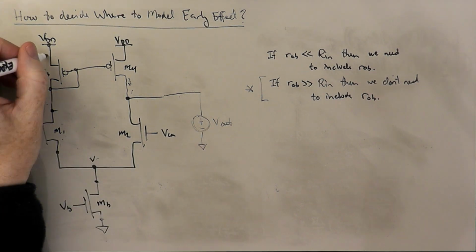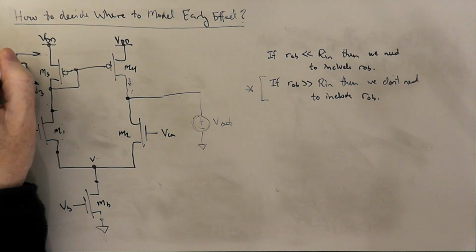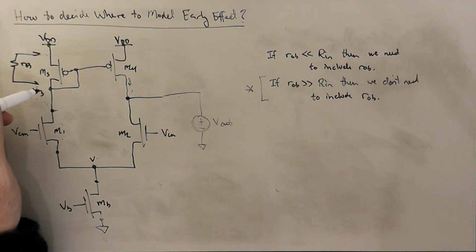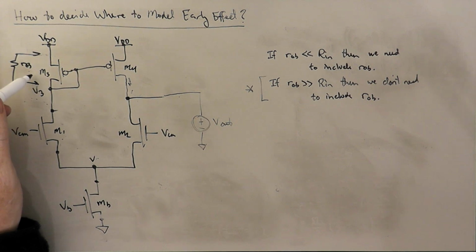If I consider RO3, if I inject on this side, I'm injecting into an ideal voltage source, VDD. Voltage isn't going to move. It's not going to move at all. If I inject here, I'm injecting into a diode-connected transistor. The impedance that I see of this node is basically 1 over GM3. And so because GM3RO3, the intrinsic gain of M3, is much bigger than 1, I don't need to add the RO3 because 1 over GM3 is a much smaller resistance than RO3.